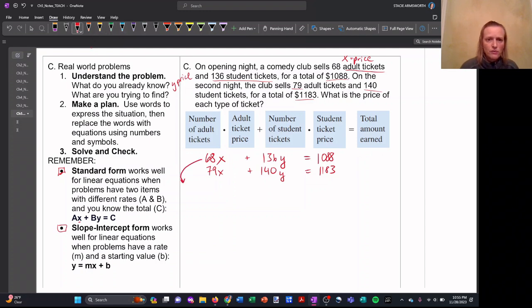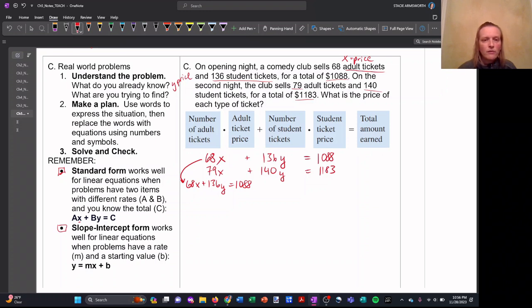Let's rearrange this first equation first. 68x plus 136y equals 1088. I chose this equation just because it has smaller numbers in it. I want to solve for a variable so that I can plug it in to the other equation to solve for the other variable. So in this example, I'm going to go ahead and solve for y. I'm going to get y all by itself. It doesn't really matter. One isn't obviously easier than the other for this particular case. They're both big numbers. So let's solve for y.